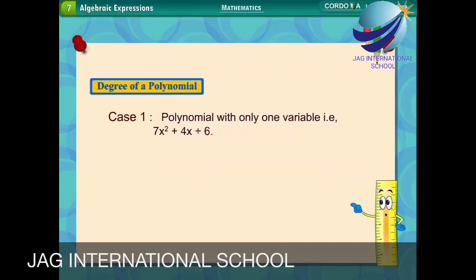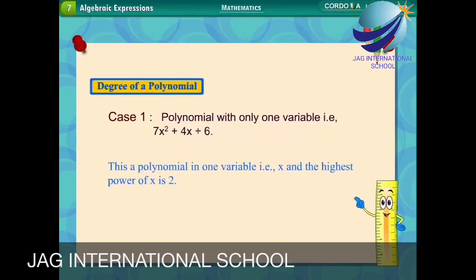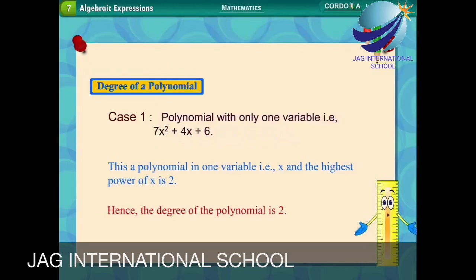Case 1. Polynomial with only one variable, that is 7x squared plus 4x plus 6. This is a polynomial in one variable, that is x, and the highest power of x is 2. Hence, the degree of the polynomial is 2.